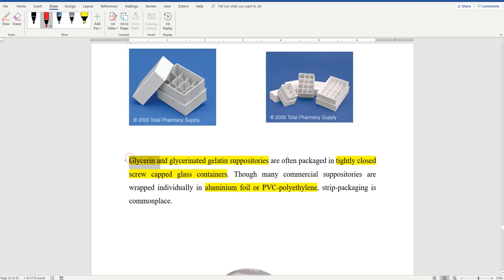Now, if you are using glycerinated gelatin, remember that we studied this and we said that such suppositories are hydrophilic and they are hygroscopic. Hygroscopic means they would love to absorb water. Of course, if they absorb water they will soften and we get microbial contamination, etc. So we need to package them not in these partition boxes. We need tightly closed glass containers. What does tightly mean again? It has a definition. It should not allow air in or out. That's the definition of tightly closed.